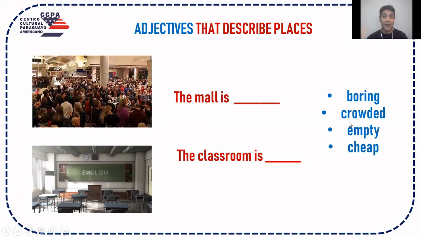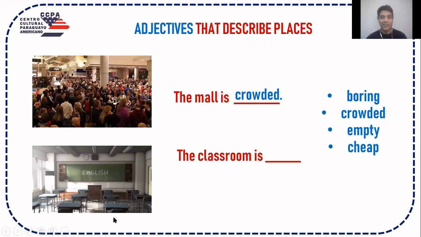The mall is crowded. Crowded is when you have a lot of people in a place. Empty. Empty is the opposite from crowded. Empty, no people at all. Okay. And cheap is when we talk about money. When it's cheap, you pay less money. When it's expensive, more money, right? So the mall is crowded. There are a lot of people in the mall, as you can see in the picture.